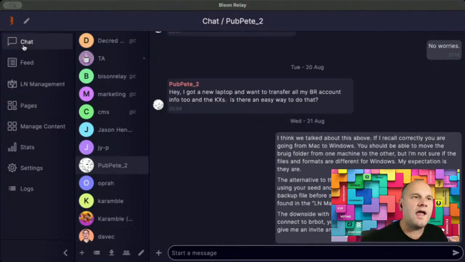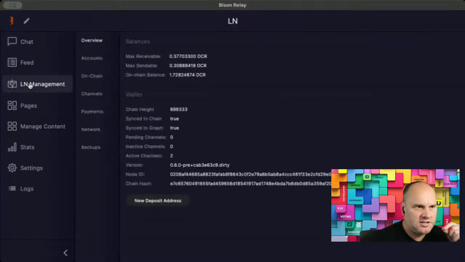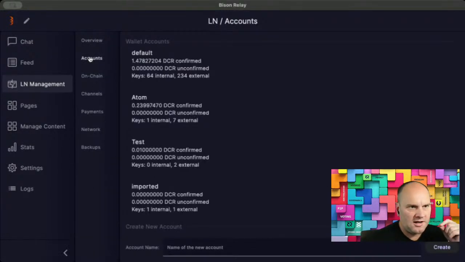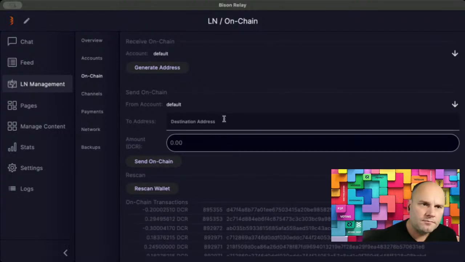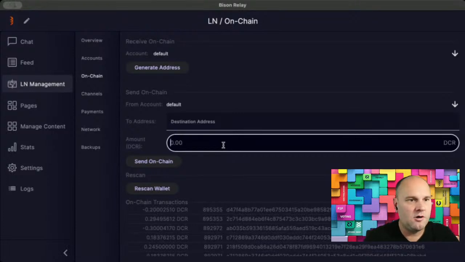And maybe this is where Evo might, at the current point, have another advantage. So if we go into LN management and into our on-chain section, you'll notice that I can pay anyone using the key here. But what would be really, really cool is if I could just type in pubpete2 there, and then come down here, pay 0.2 or whatever, and boom, it's gone. That would actually be quite cool. And I think that's what Dash Evo is really saying.